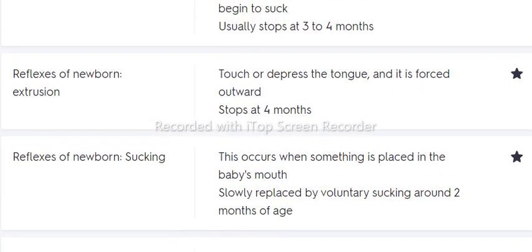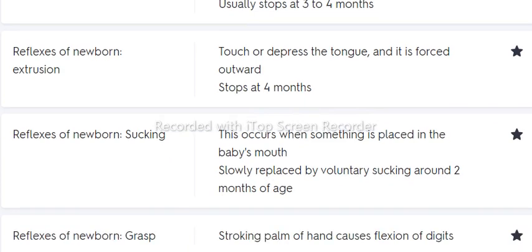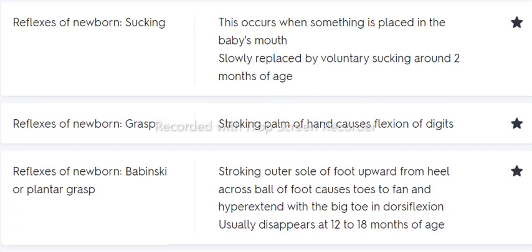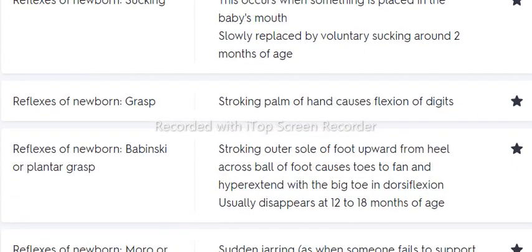Reflexes of newborn. Sucking: this occurs when something is placed in the baby's mouth, slowly replaced by voluntary sucking around 2 months of age. Grasp: stroking the palm of the hand causes flexion of digits. Babinski or plantar grasp: stroking the outer sole of the foot upward from heel across the ball of the foot causes toes to fan and hyperextend with the big toe in dorsiflexion, usually disappears at 12 to 18 months of age.